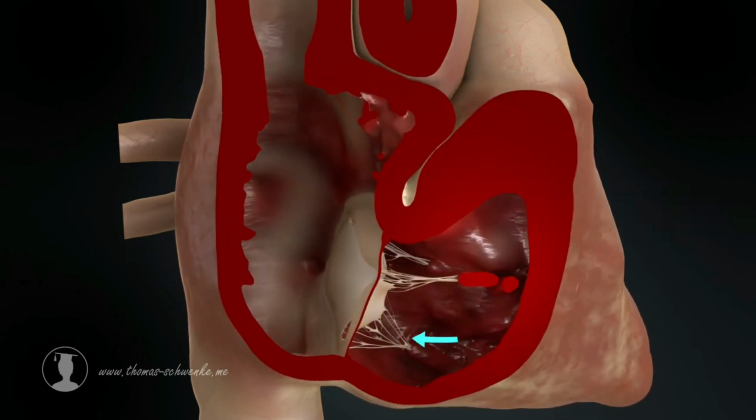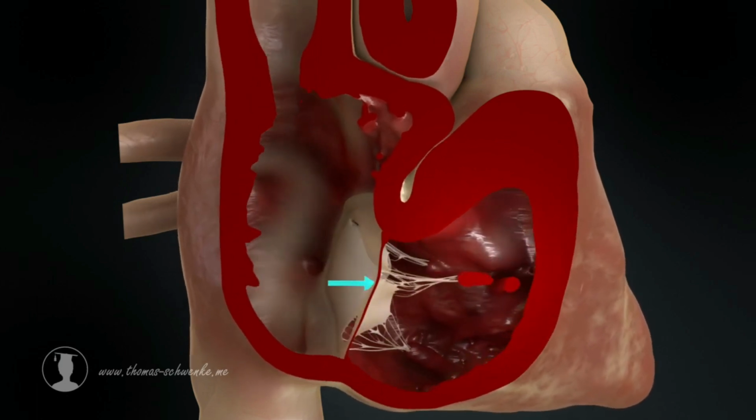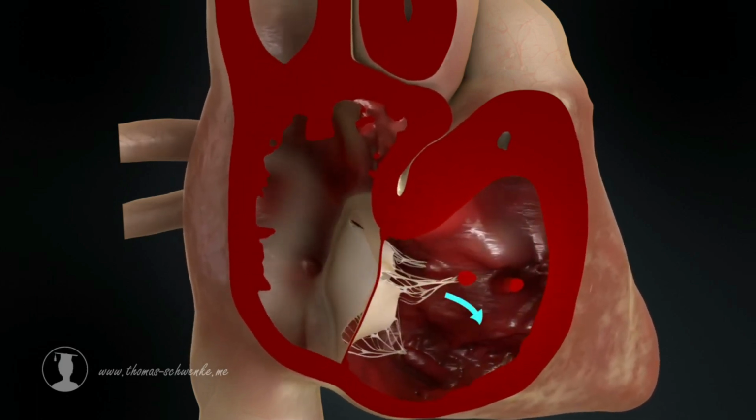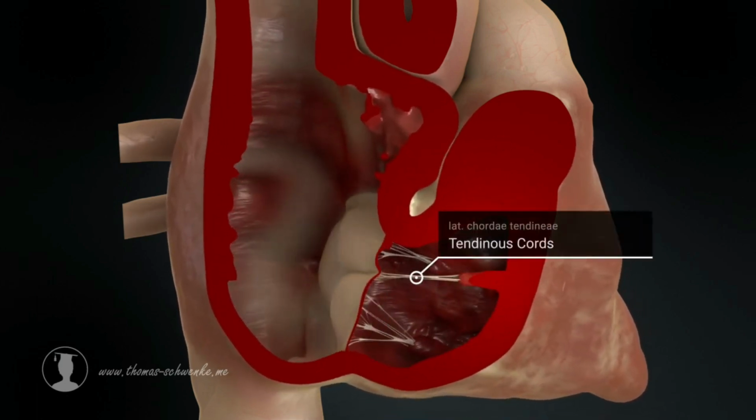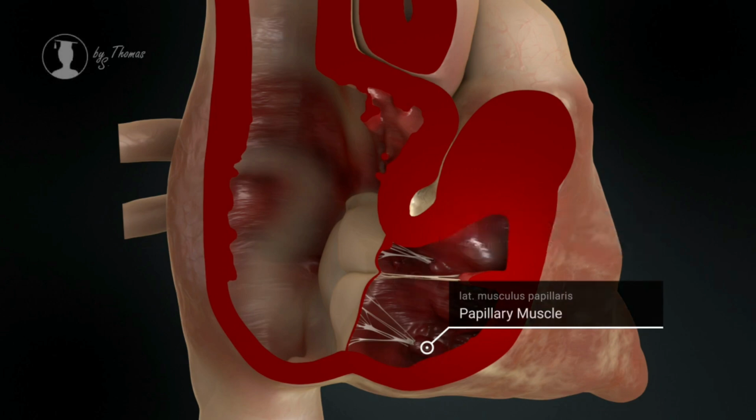The contraction of the ventricular muscles creates high blood pressure, which pushes the leaflets towards the atrium. However, the leaflets have thin fibrous cords that prevent the leaflets from being pushed into the atrium. These chordae tendineae are attached to papillary muscles that contract at the right moment.